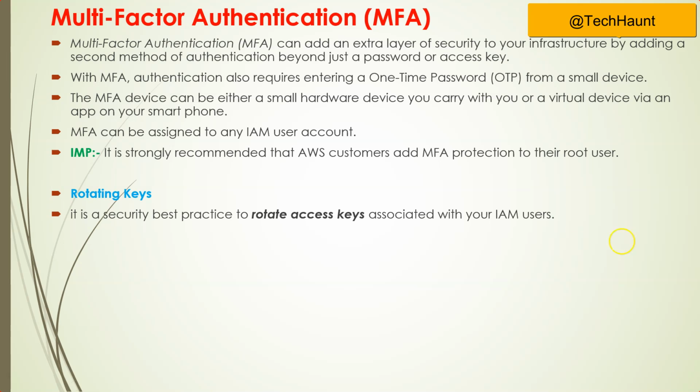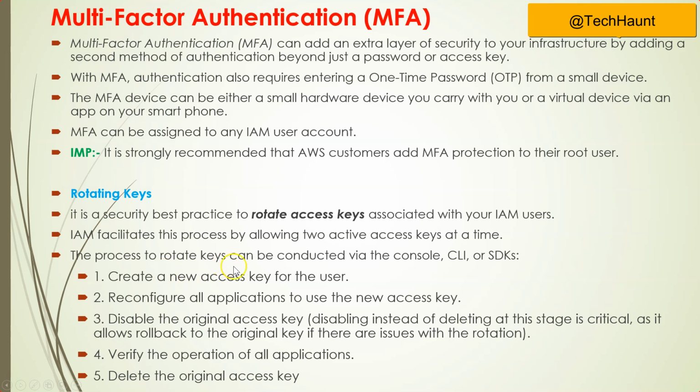So rotating keys is a security best practice. If you are using access keys, you should rotate them over some period of time. AWS facilitates this process by allowing two active access keys at a time. The process to rotate keys can be conducted by the console, CLI, or the SDKs. So we have the following process.